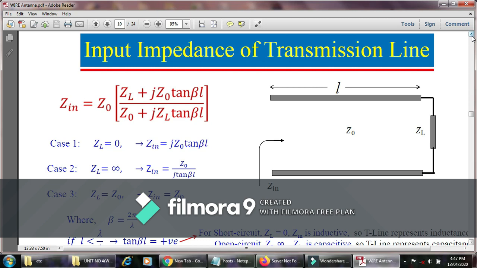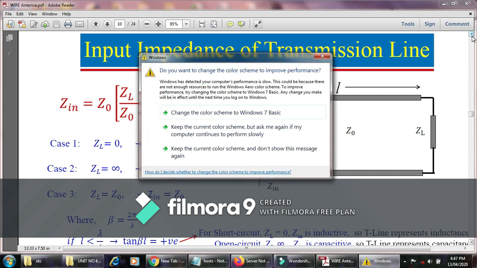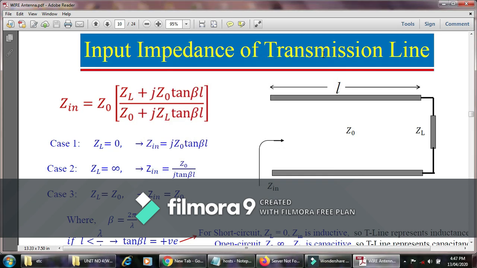The schematic representation of the transmission line has length L and a load impedance. That load impedance is connected at the output of the transmission line, where we have the input impedance, and at the output the Z0 is represented. Again, there are three cases: when the load impedance is equal to 0, when it is equal to infinity, and when it is exactly equal to the source impedance. Then how do we find the input impedance? One by one we will see.